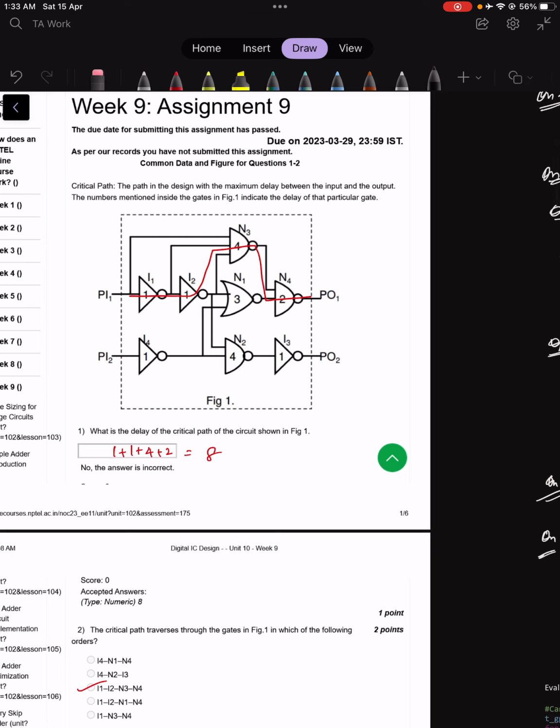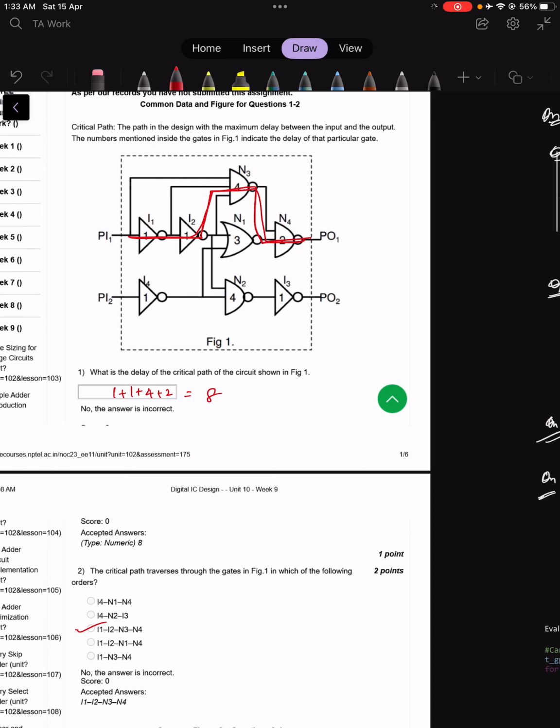Question 1. What is the delay of the critical path of the circuit shown in figure 1? As indicated in red, this critical path of the circuit traverses through I1, I2, N3 and N4, which is by the way the answer for question 2, and it has a delay of 1 plus 1 plus 4 plus 2, which is 8. That's all.